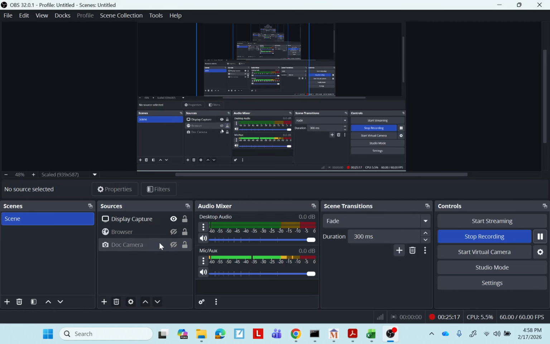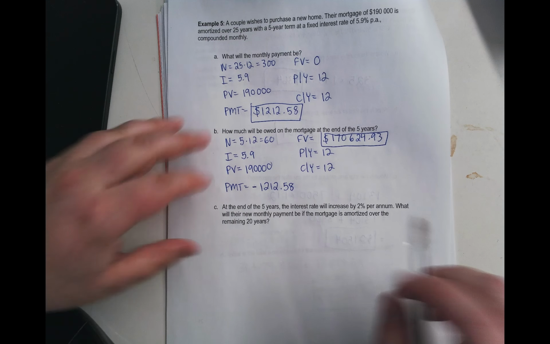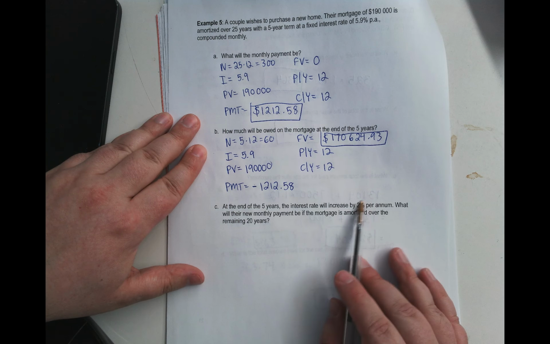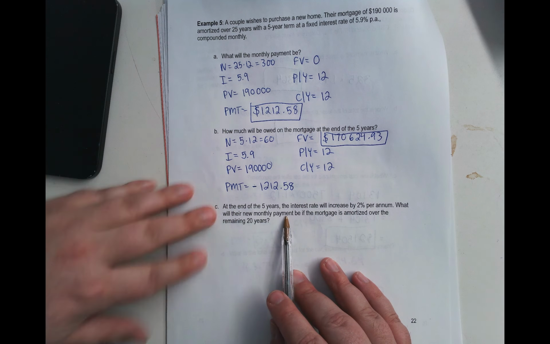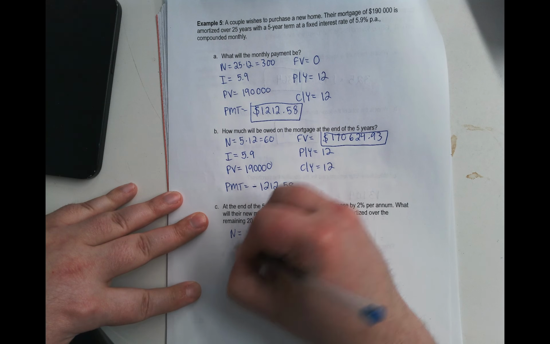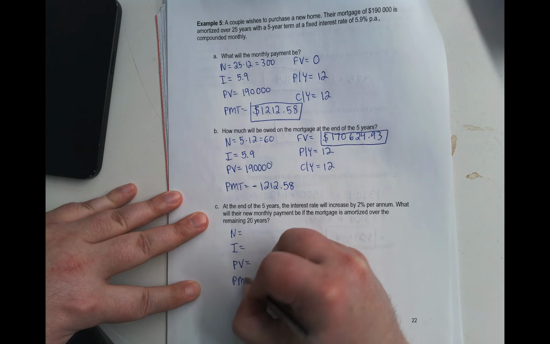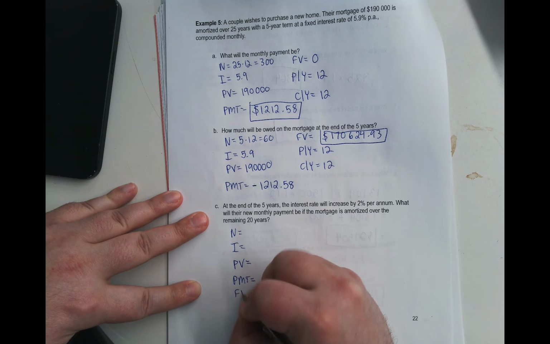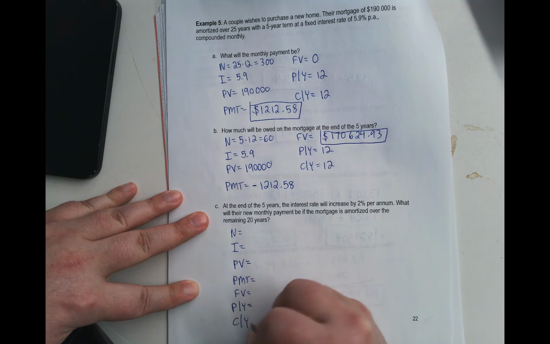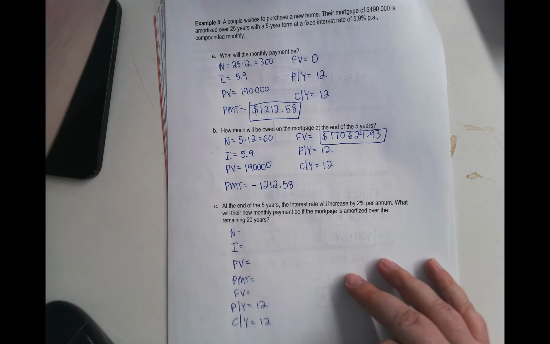Now there is a part C to this question, which if we flip back here to the notes, at the end of 5 years, the interest rate is going to increase by 2%. What will their new monthly payment be if the mortgage is amortized over the remaining 20 years? So again, we are going to write down our variables, or our, I guess, financial calculator information, however you want to think about it. We're still making monthly payments. We're still compounding monthly.